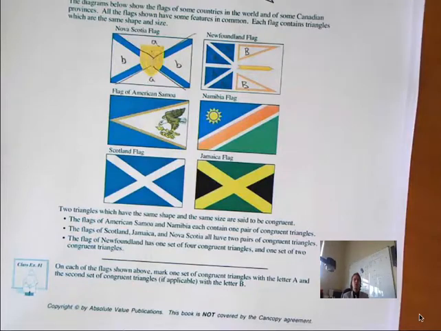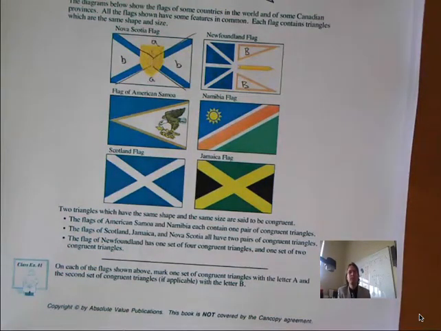Okay, so now I'm going to give you a couple seconds. Try and figure out the flag of American Samoa and the Namibia flag. Which triangles are congruent? Then go to the Scotland flag and then the Jamaican flag.